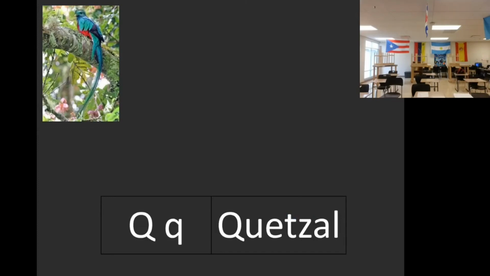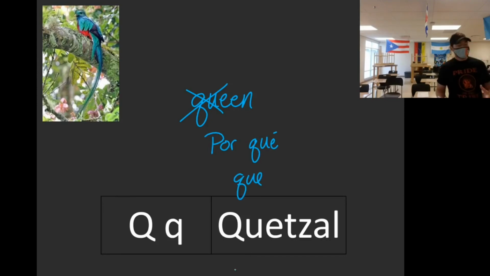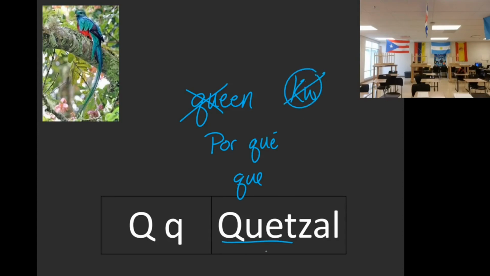So everyone repitan Q and then repitan quetzal. And one of the things that I want you guys to pick up off of this slide is that the QU in Spanish will never go qua like it does in queen. Alright, so if we look at this word right here, that says porque, not porque. And so right here, this is quetzal, not quetzal. Alright, so once again, the QU will never, ever sound like that in Spanish. So one more time, everyone repitan, Q, quetzal.